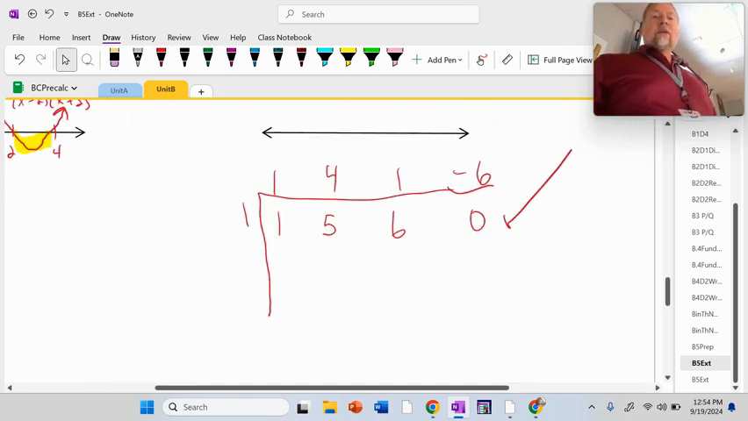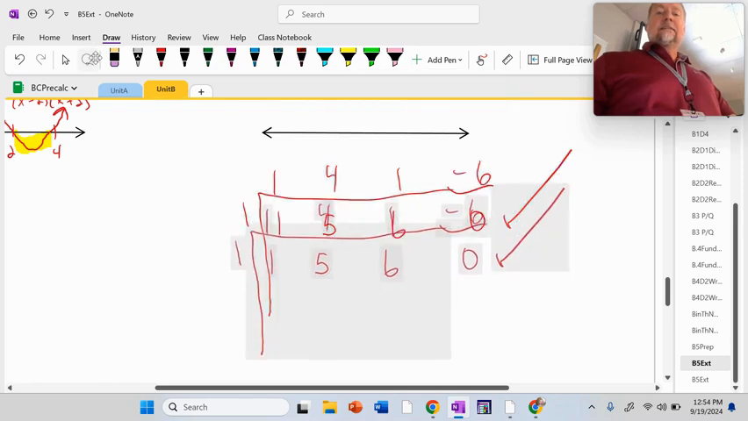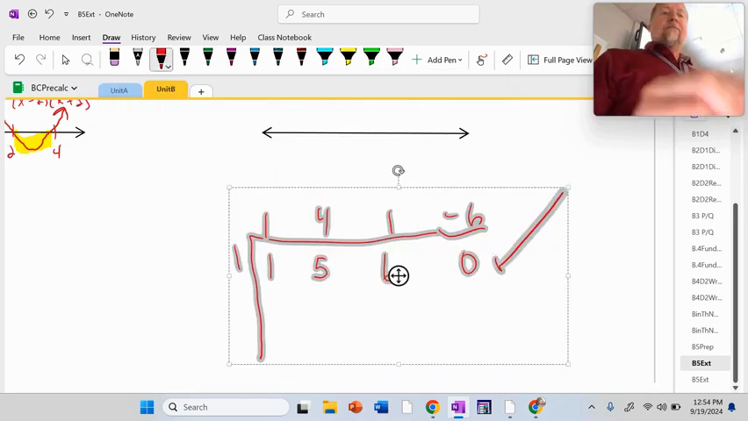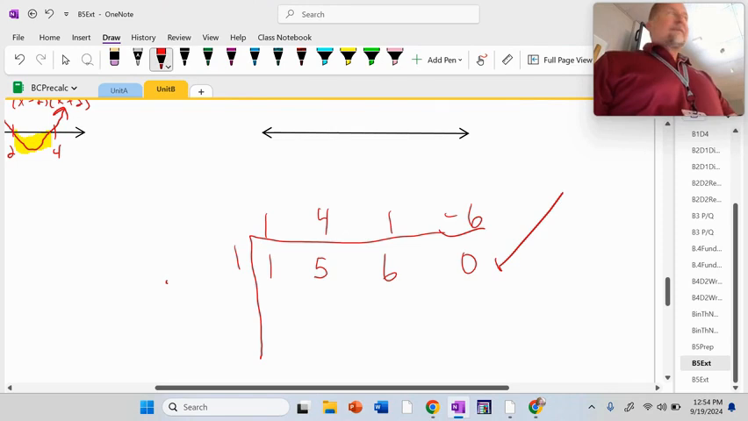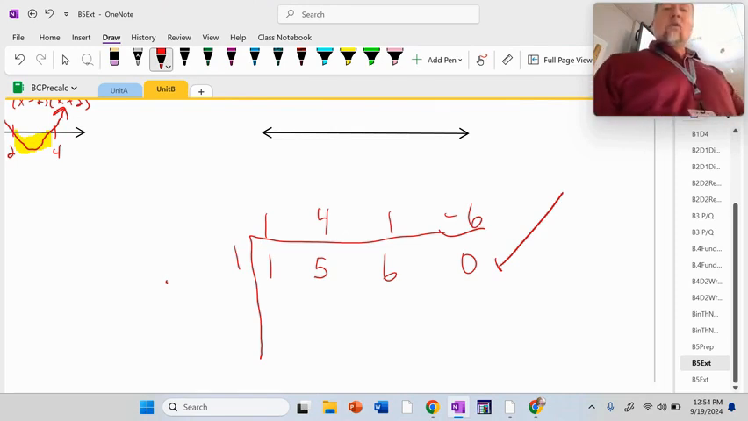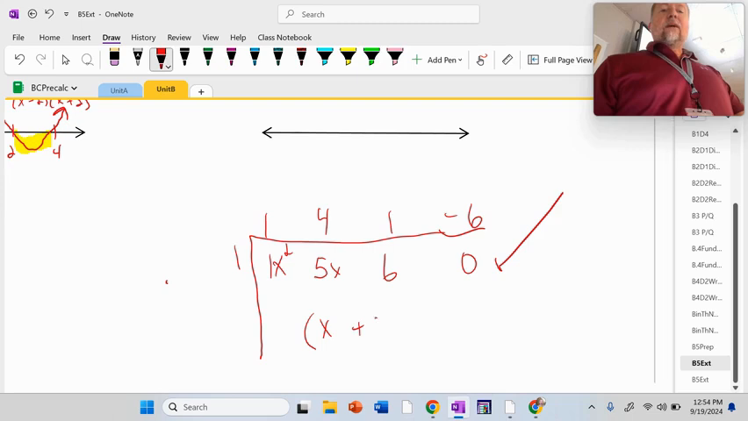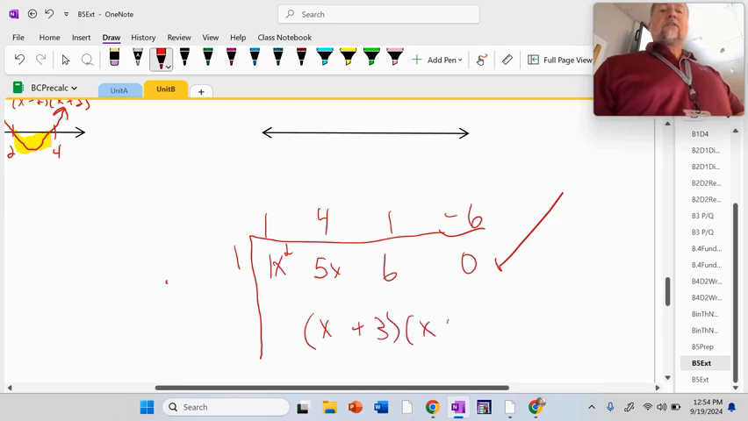Hey, everyone. No one got this right in the other hour. What multiplies to 6 and adds to be 5? I just heard it already. I heard someone say it. 3. It's not 6 and 1. It's 2 and 3. So now I'm factoring this. This is x plus 3, x plus 2.